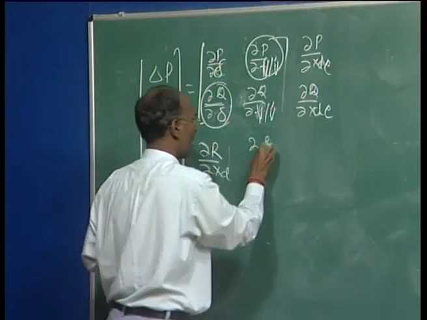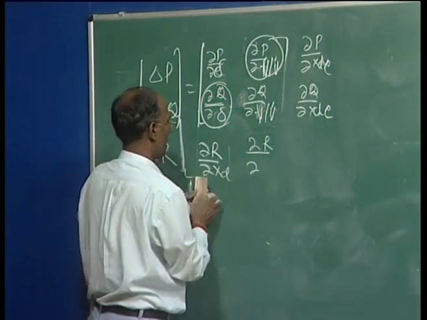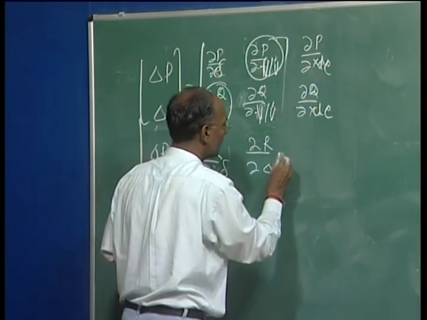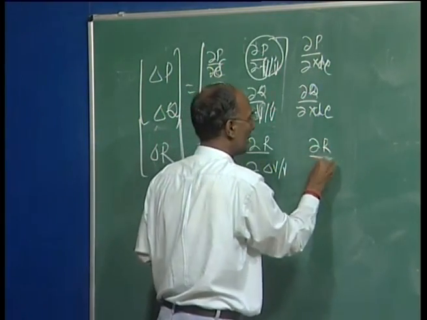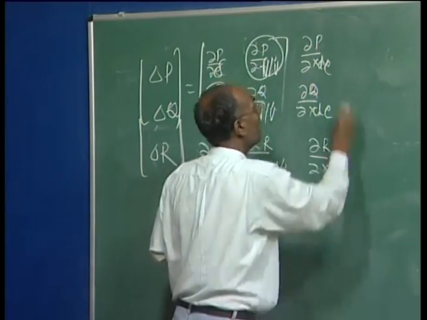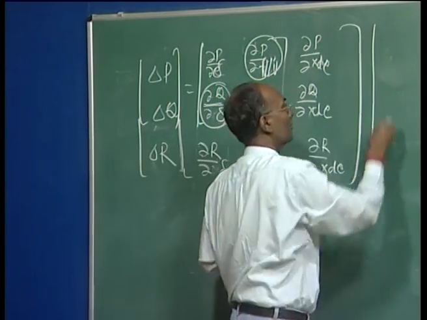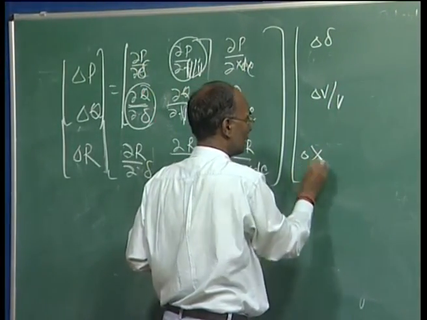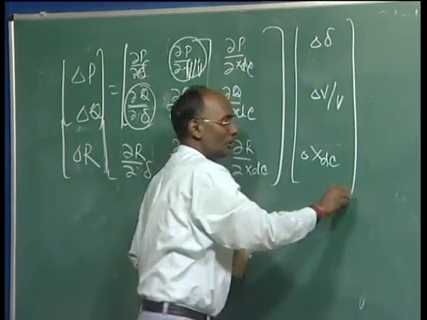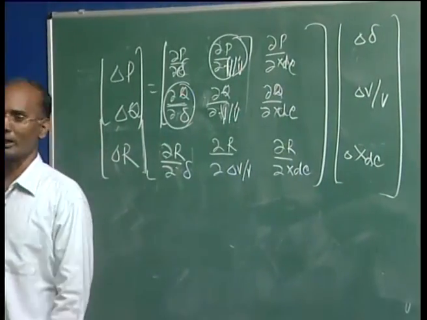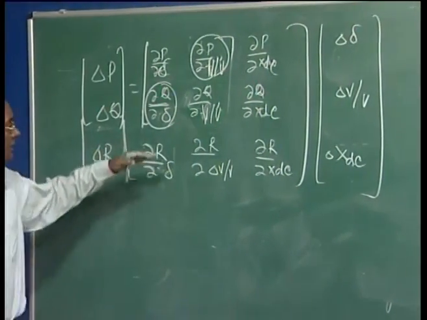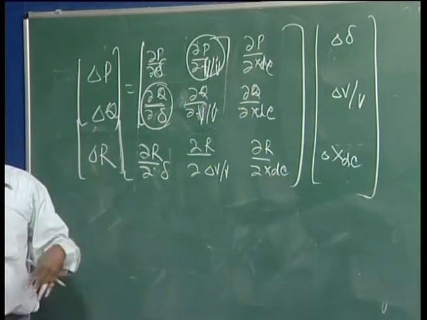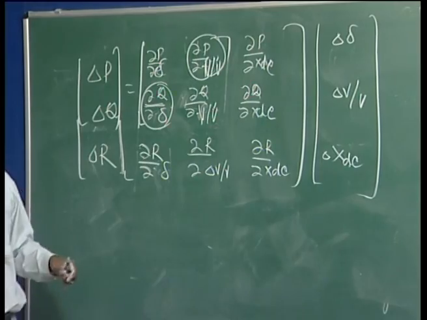Here we are having del R, here it will be delta, del V upon V, del R over x DC. And now, here we are having our del delta, del V upon V, and here the change in x DC. So, this is called your extended variable method, because we are extending this AC with the DC equations and then we are solving in a unified way, not a sequential way.